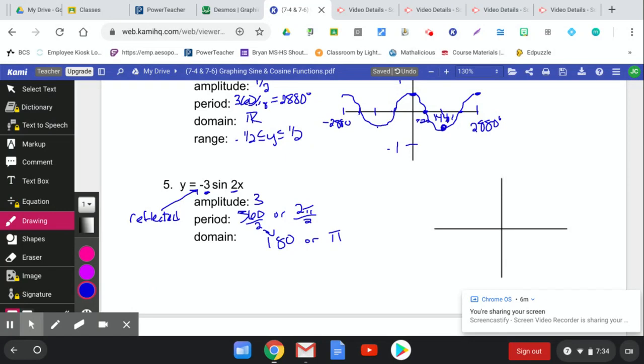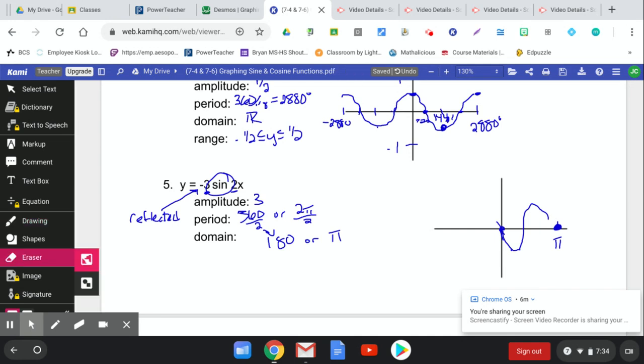Okay, so let's talk about this. We're dealing with the sine function. The sine function starts at the origin. Normally it starts on its upward slope, but since we've reflected it, it's going to start on its downward slope, which is okay. The amount of time it takes to get through a full cycle is pi. So we'll be back here at pi.